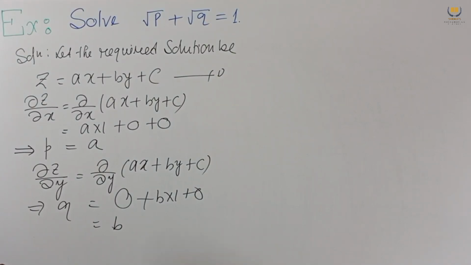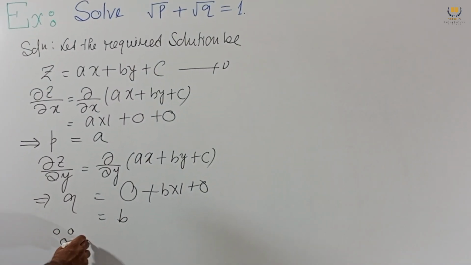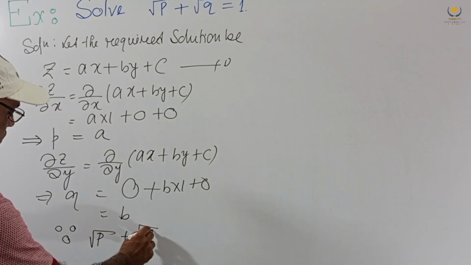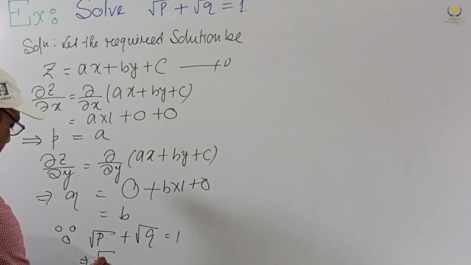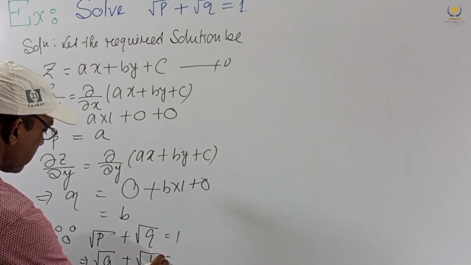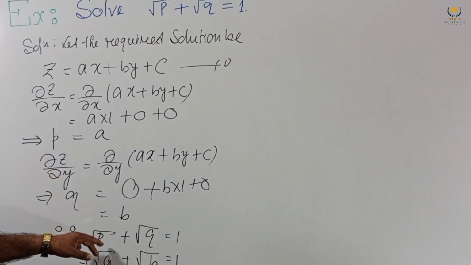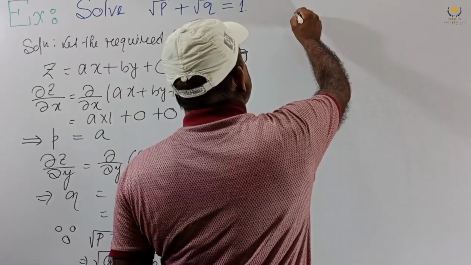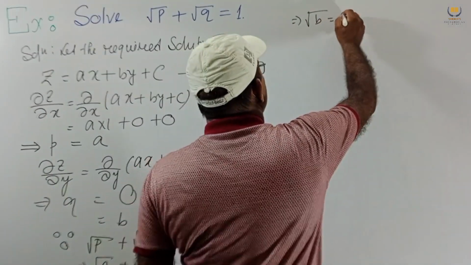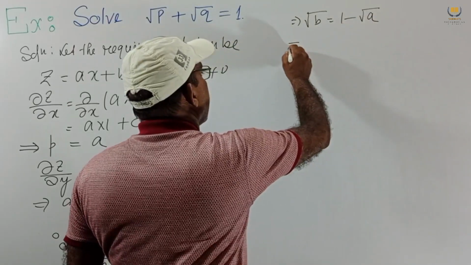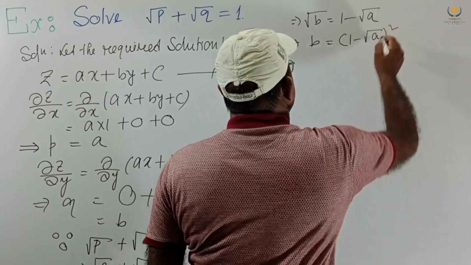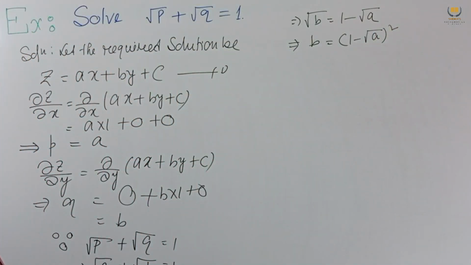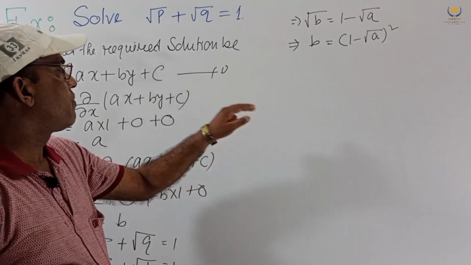We get this. But since our given equation is root p plus root q equal to 1, this will be root a plus root b equal to 1, because replacing p and q by a and b. P means a, q means b. This implies root b equal to 1 minus root a. If we square both sides, the root will be cancelled, and b equals 1 minus root a whole square. Now putting the value of b in equation number 1.